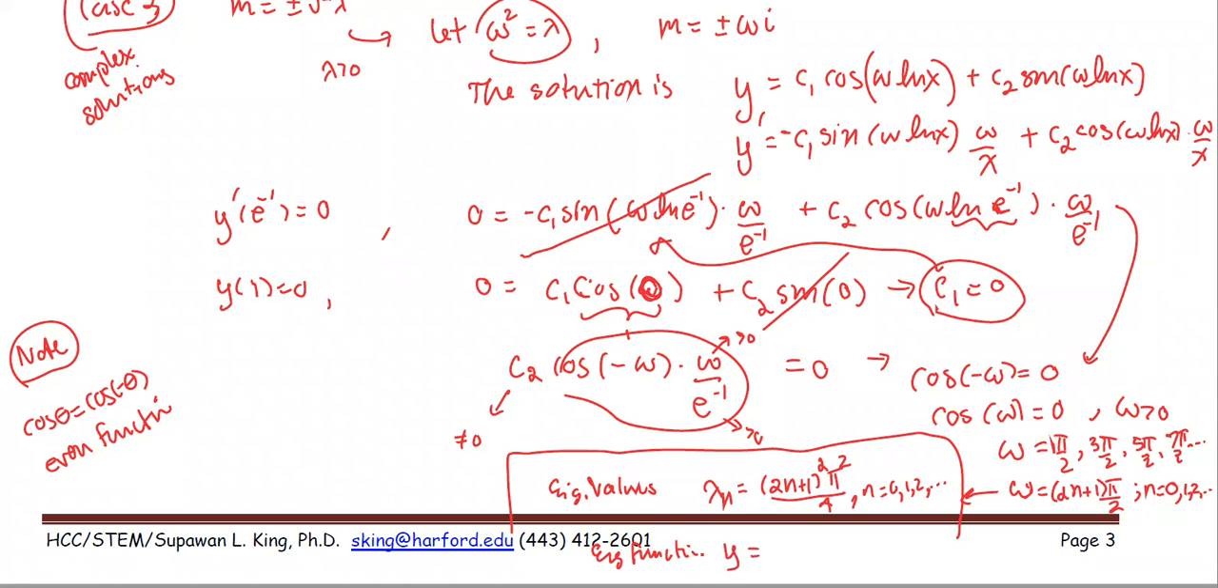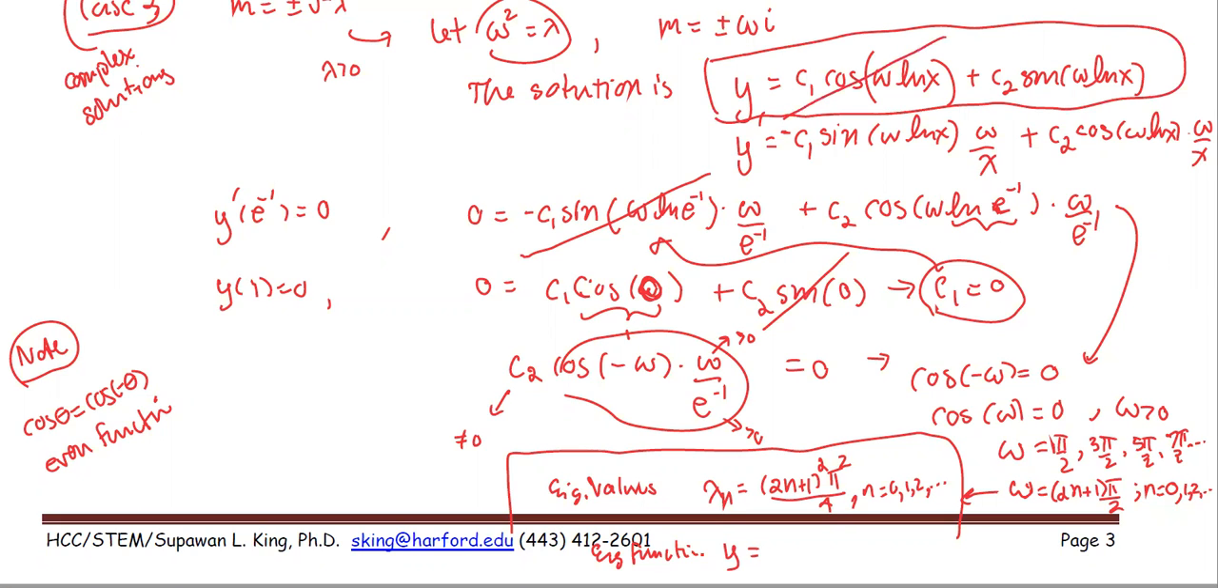So then y equals, from the y form that we got as a general solution, C1 is 0, so the cosine term is gone, right? We keep only the sine one. So y n, the corresponding eigenfunction for each eigenvalue, is of the form sine of omega, which is the odd multiple of pi over 2, times natural log x, for n equals 0, 1, 2, 3, and so forth.